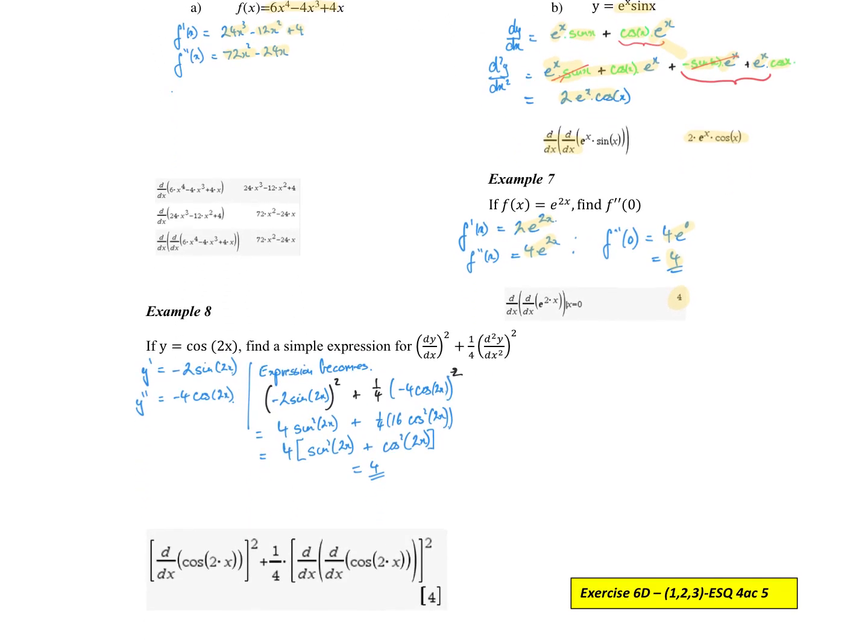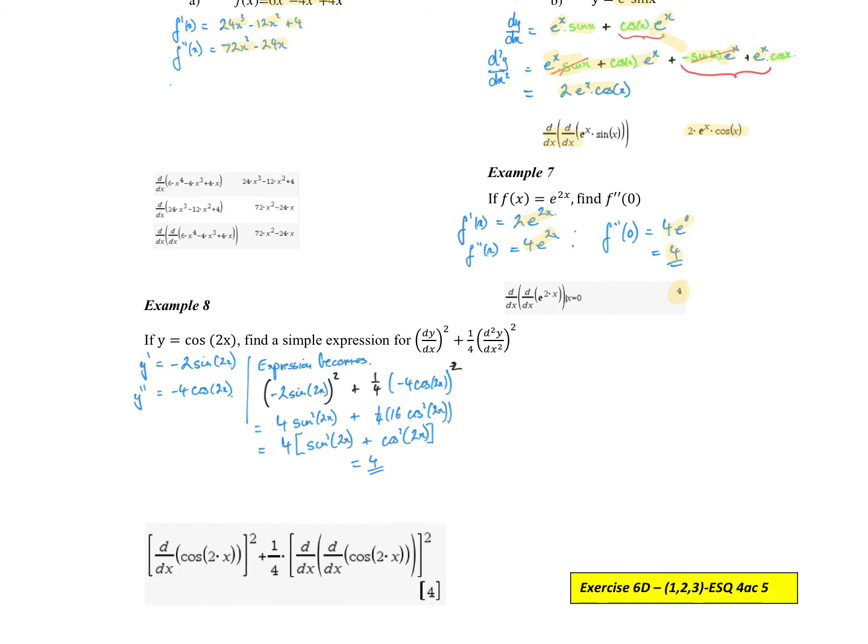Finally, we've got a little expression there that we want to sort of simplify and show and prove, or evaluate, simplify I should say. So if y equals cos 2x, derivative of cos 2x is negative 2 sine 2x. The derivative of negative 2 sine 2x, k comes out the front again. Derivative of sine is cos, so it's negative 4 cos 2x.